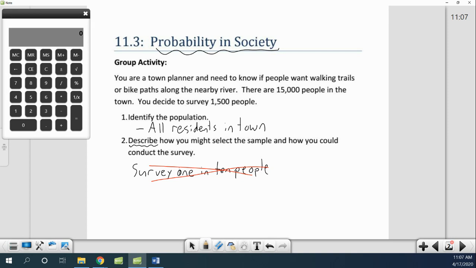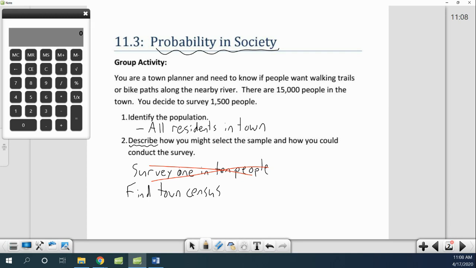So in this case, where could I find a list of the 15,000 people in town? Well, I could use a phone book, but that only gets me houses. That doesn't get me everybody, right? If I'm interested in all residents, I don't just want whoever owns the house. I probably want to talk to the kids too, because the kids are likely to use walking trails and bike paths. So where could I have a list of every single person in town? So maybe I would have to find the town census data.